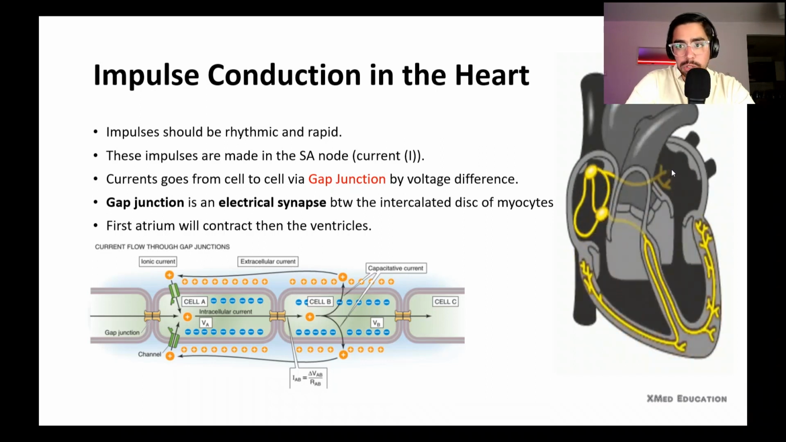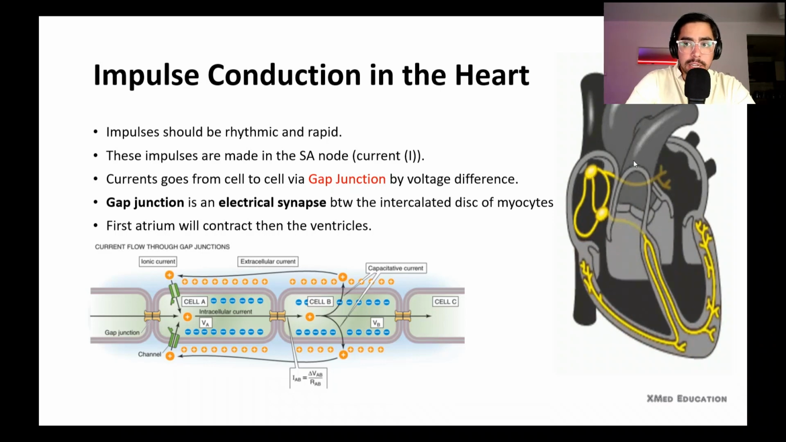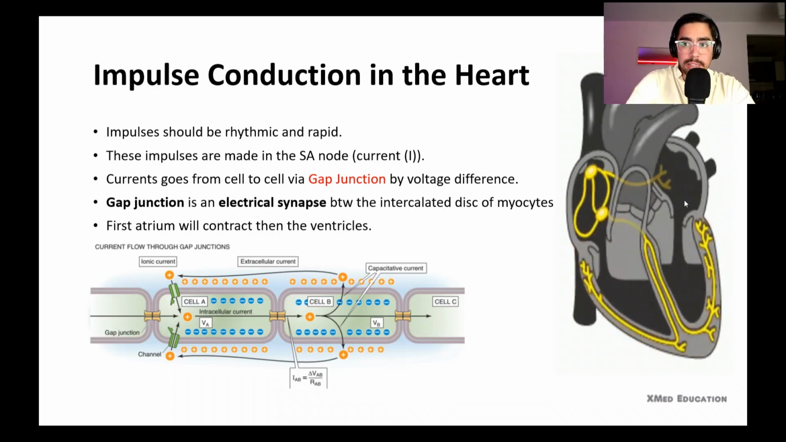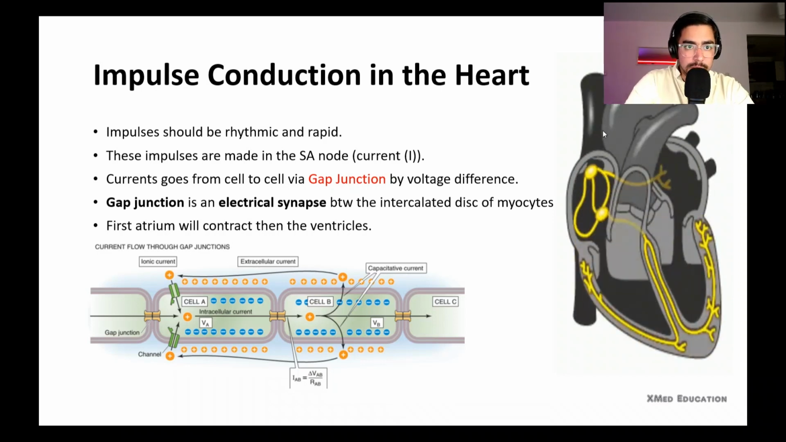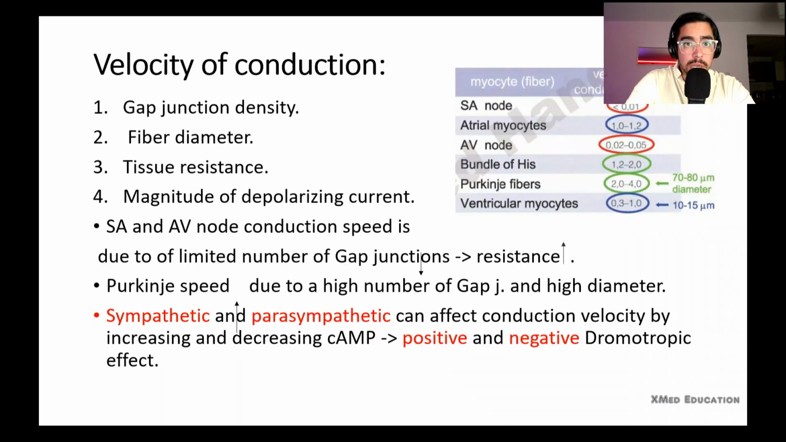First you have to know that because the impulses start from the SA node, they contract the atrium first, then they go to the AV node, and then they contract the ventricles. So that's about the impulse conduction in the heart. And now we have to talk about the velocity. Everything is about velocity in this system, and this velocity depends on different factors.